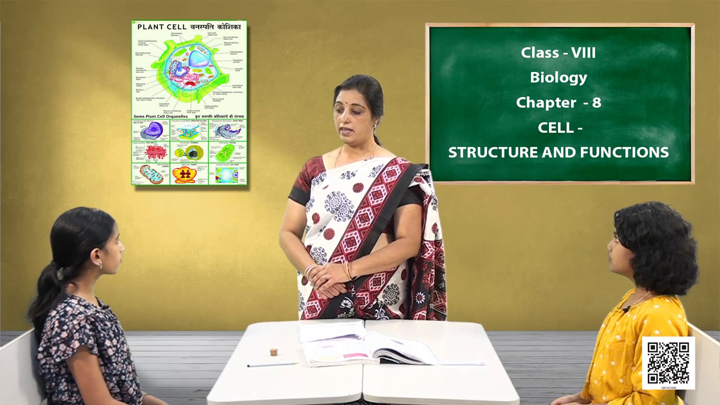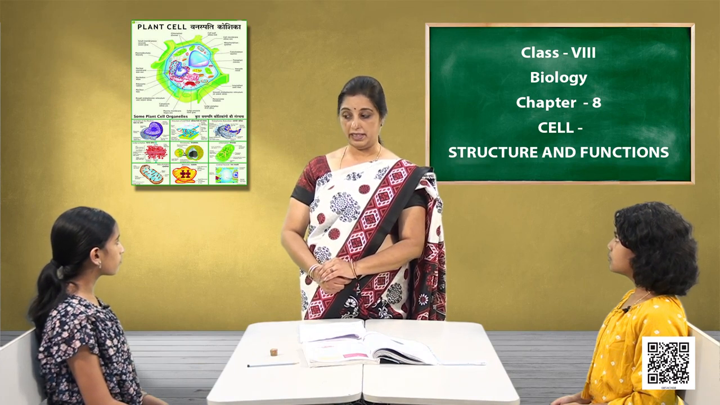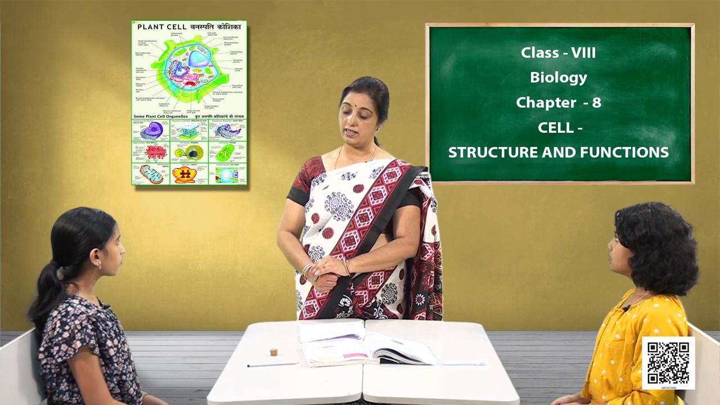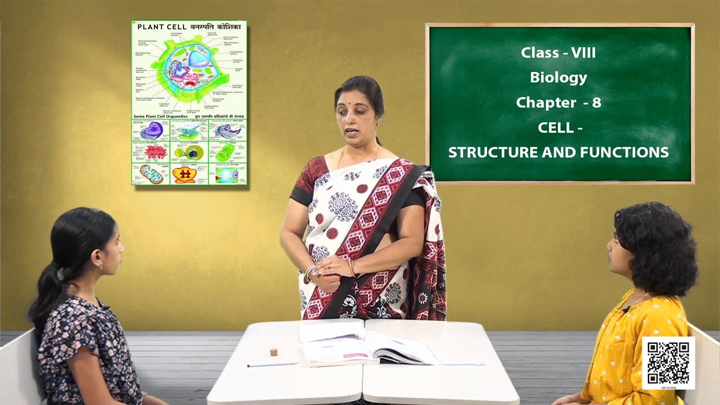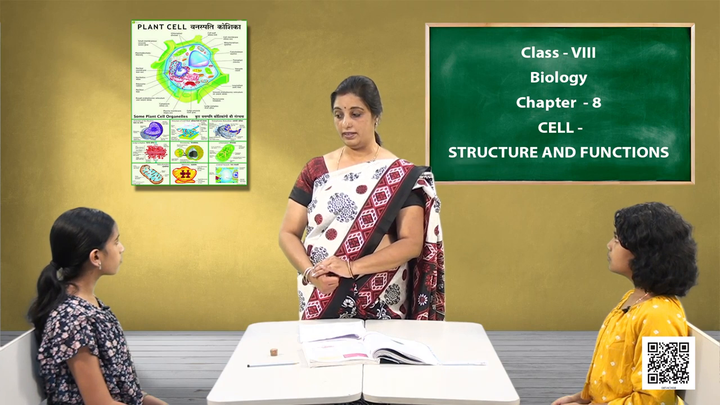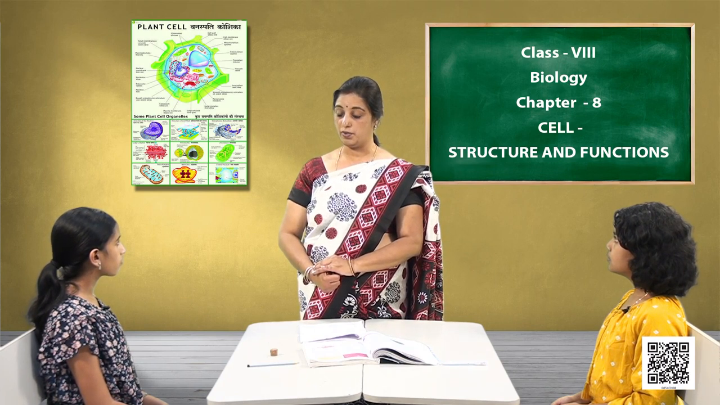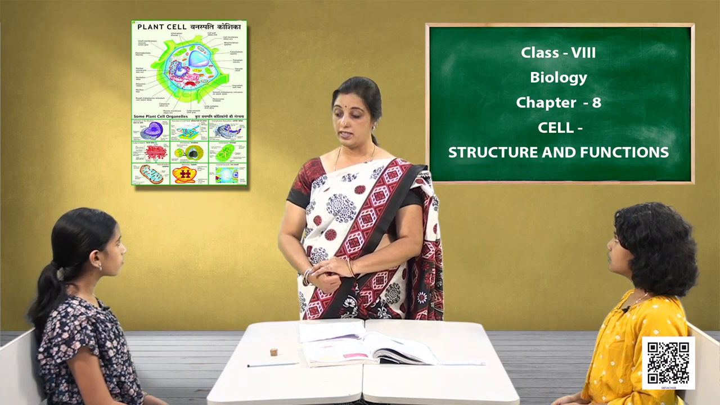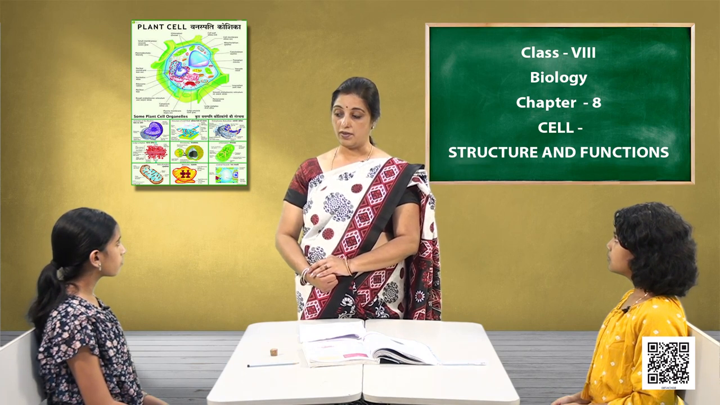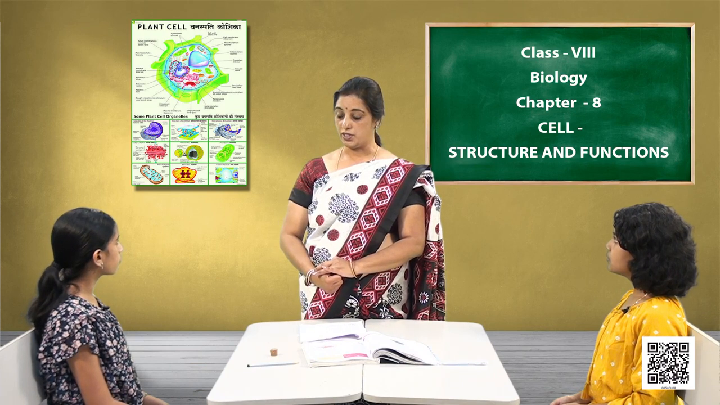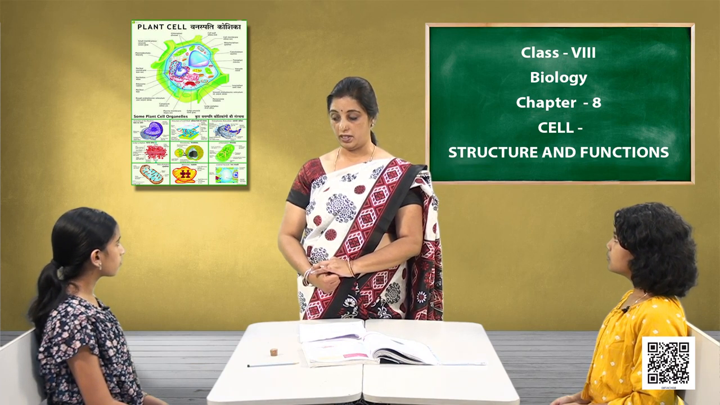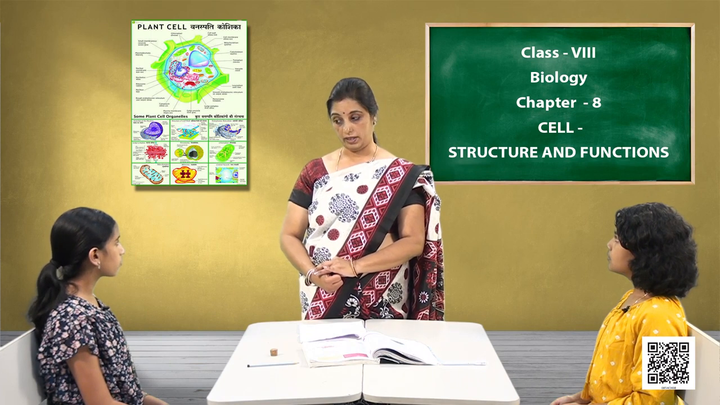Ma'am, why are they called the cell organelles? Just like our body is made up of many organs, even the cell is made up of cell organelles. We have different organs like kidney, lungs, heart to perform their own functions. In a similar manner, cells too have their own organelles which are responsible for the various activities. So, they are called cell organelles.